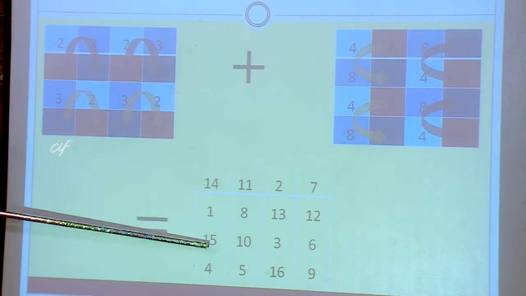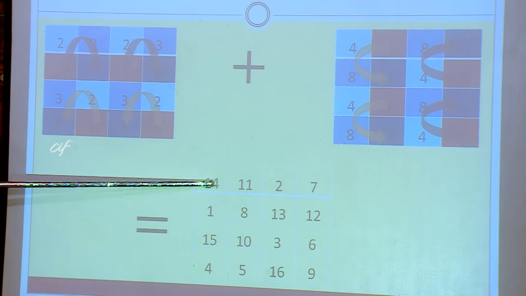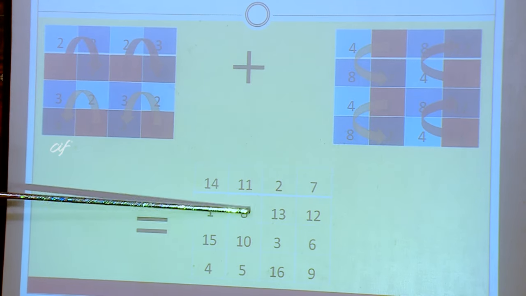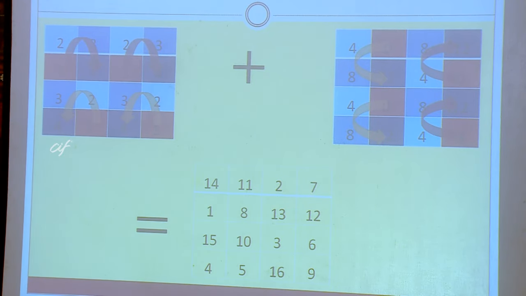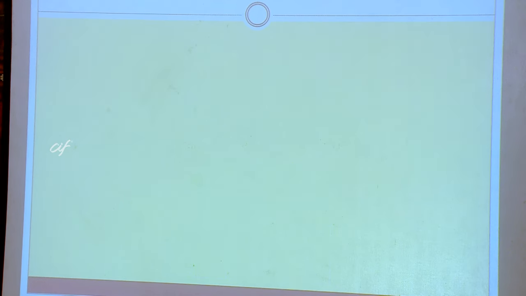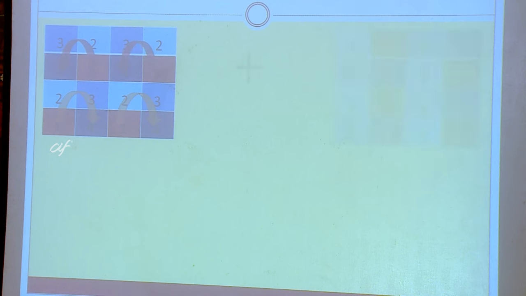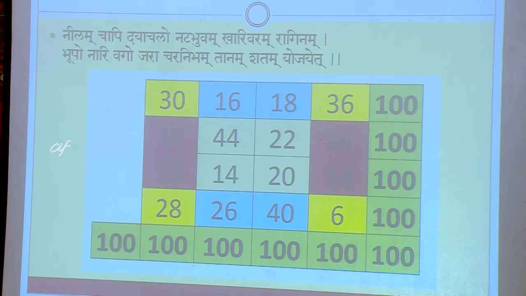14 plus 11, 15 plus 10, 13 plus 12, 16 plus 9, 25. So the remaining sum has to be 25. That is the idea, a similar idea we use for constructing birthday magic squares. We'll see if time permits, we'll come to that. Okay. So this is construction of pan-diagonal magic squares, this is just another pattern.